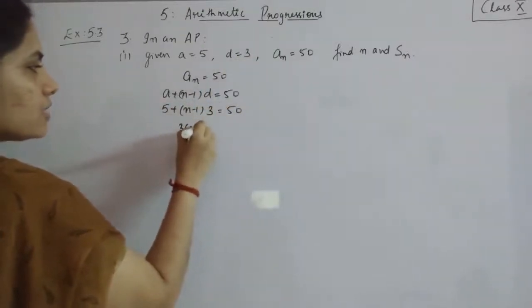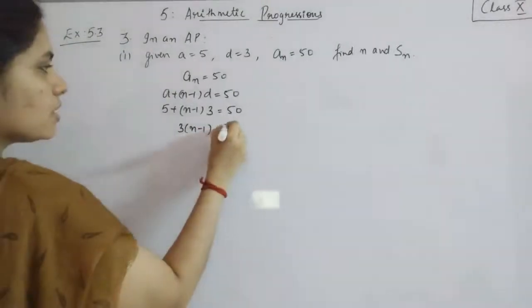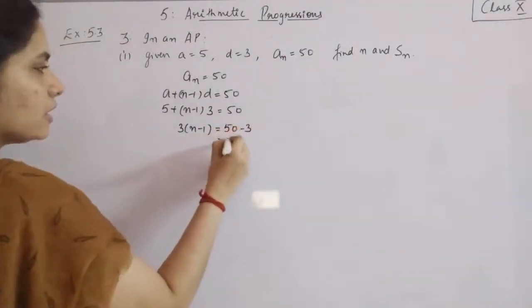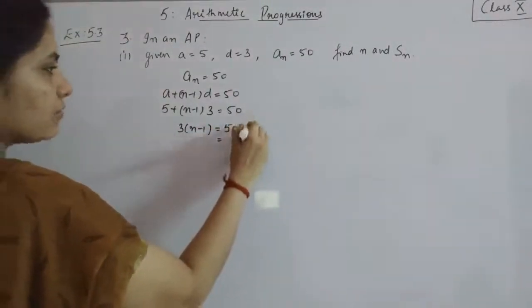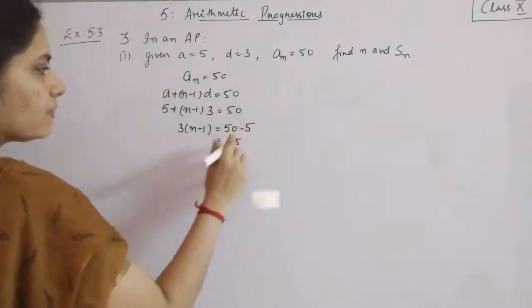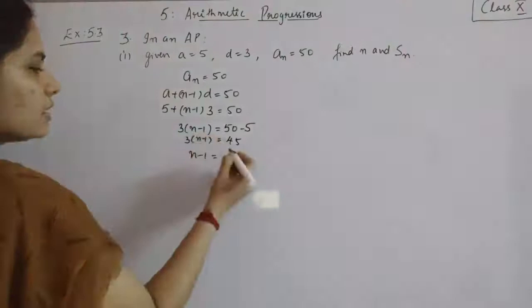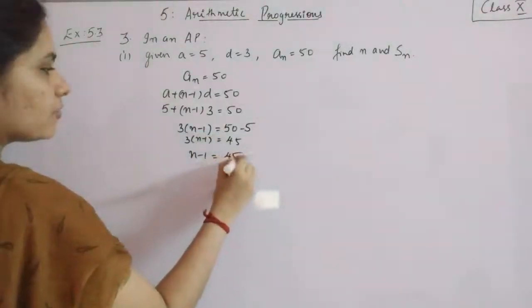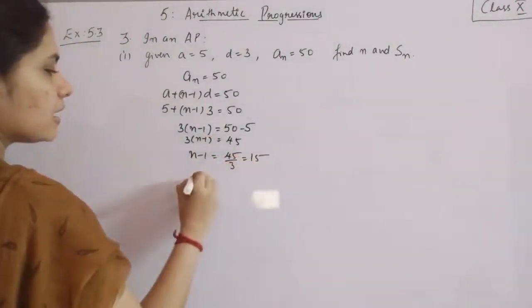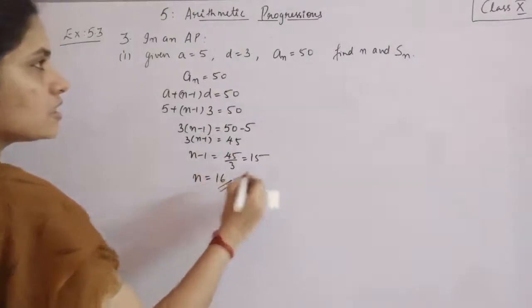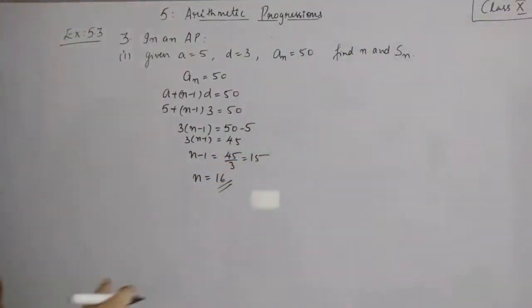So you will have 3 into (n minus 1) is equal to 50 minus 5, which is 45. And n minus 1 will be 45 by 3, which is equal to 15, and so n is equal to 16. So your one answer is n equal to 16.